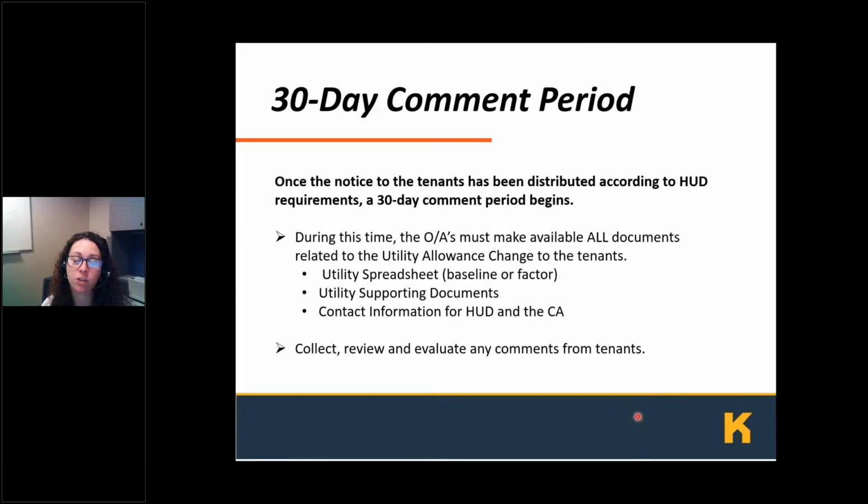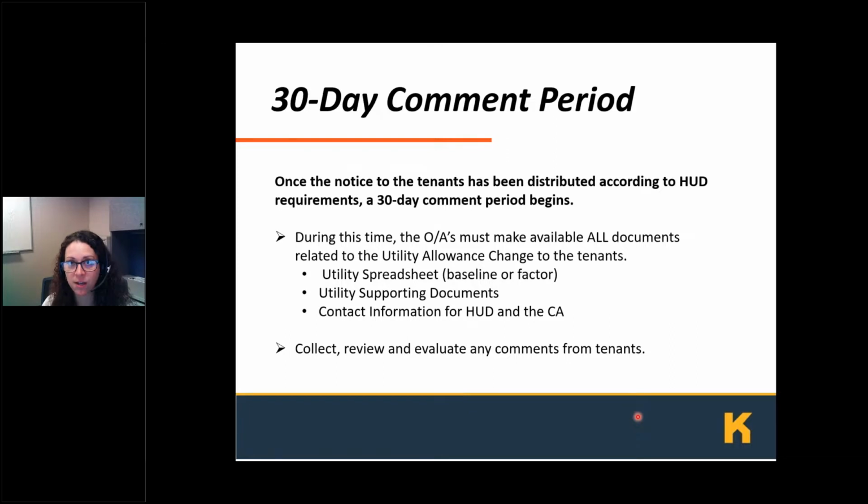You'll want to make sure that you have available to any tenant who wishes to see or review it the spreadsheet, whether that's your baseline or your factor, any supporting documents you received from the utility company, and then of course contact information for the HUD field office and for the contract administrator. We can certainly provide those to you if you don't have those.